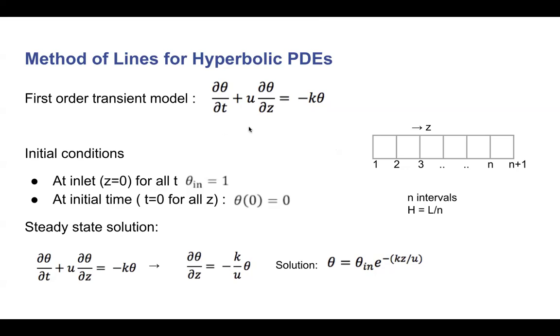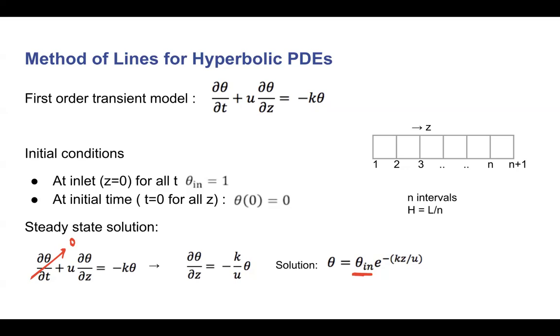Now let us look at what the steady state equation is. Analytically, if you are getting the steady state equation, how does it look? Steady state means you have to take this term to be 0. So you have u dou theta by dou z is equal to minus k theta. You can bring it to the other side, so you get dou theta by dou z is equal to minus k by u theta. This is the standard equation which you can solve with pen and paper. When you integrate it, you get theta is equal to theta in, which is a constant value, e raised to minus kz by u. This is a standard integration procedure.